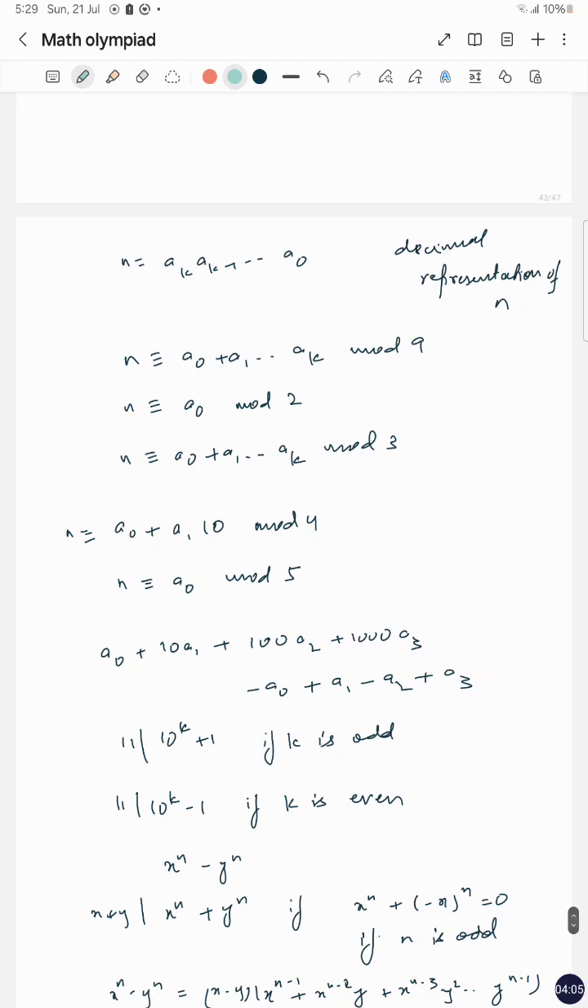So now we'll talk about decimal representation of an integer, and also a few divisibility tests. We already know divisibility by 2, 4, 5, 3, 9, 10, 11. So suppose N is written as A_k, A_(k-1), ..., A_0, where all of these belong to 0 to 9, and A_k is not 0, let's say.